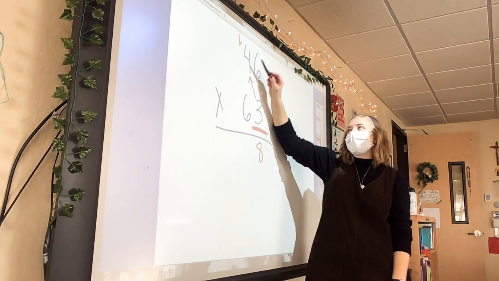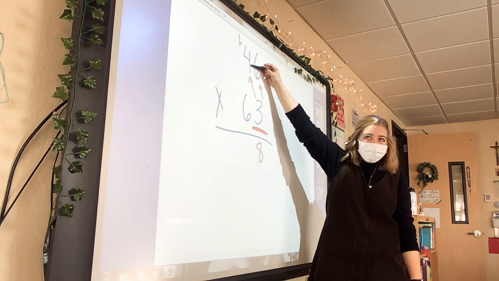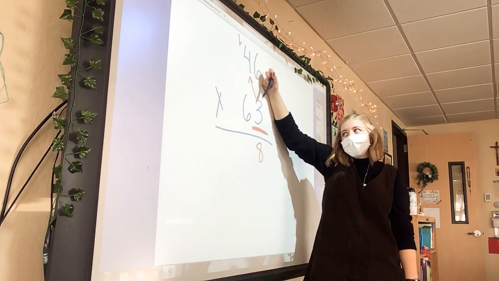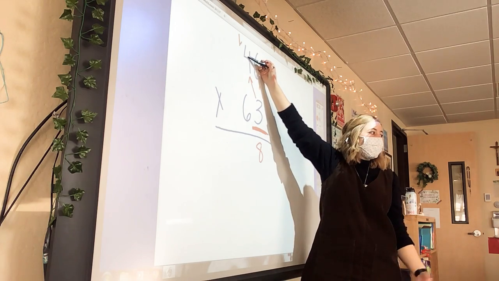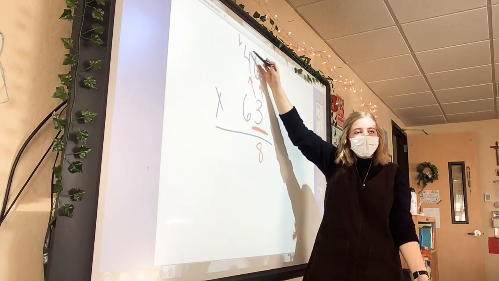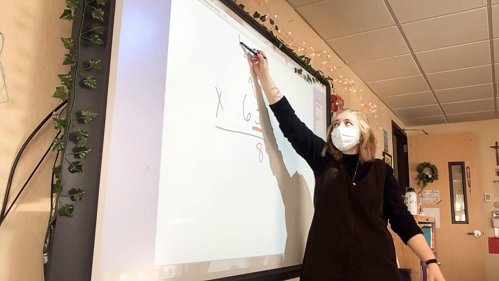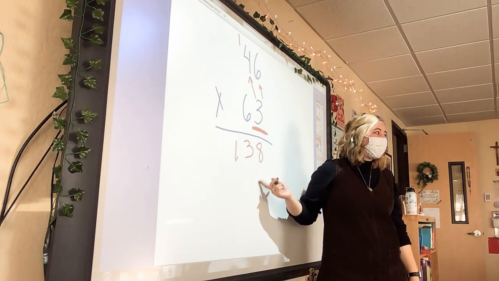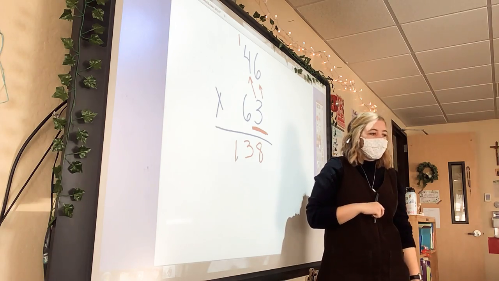Then the 3 multiplies the 4, and I get 12, okay? Then I have to add what I carried over, okay? So 3 times 4 is 12 ones, not ones, sorry, 10s. Plus 1 more 10 gives me 13 10s, okay? Which makes this number 138, okay?